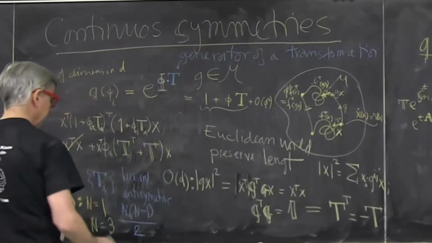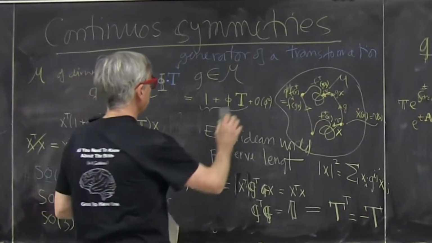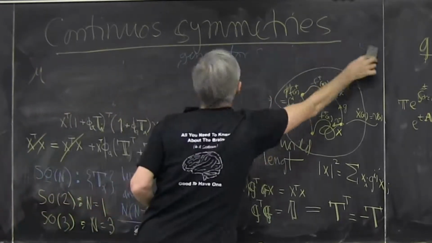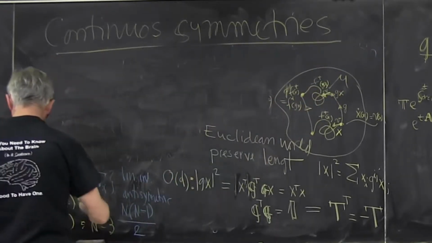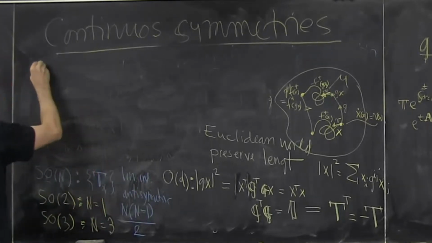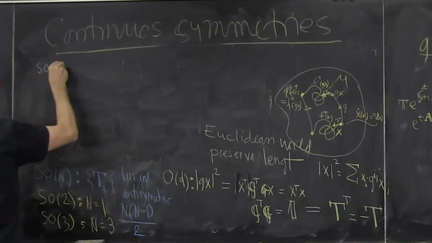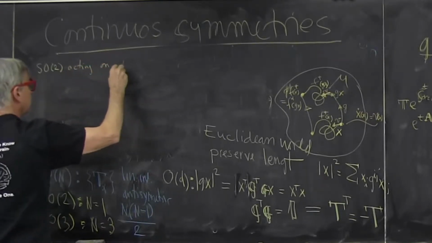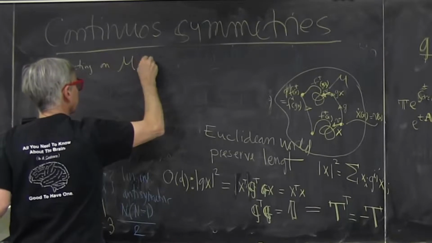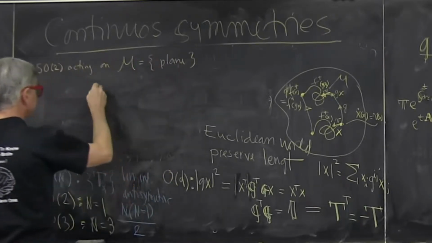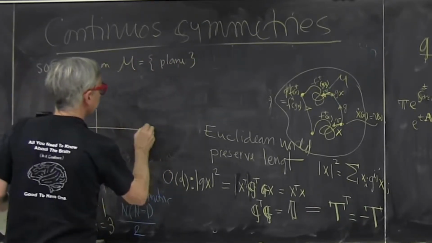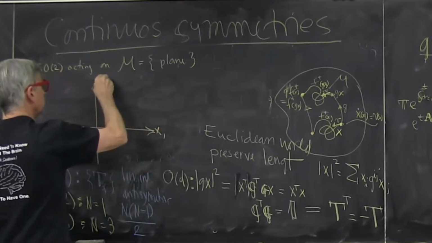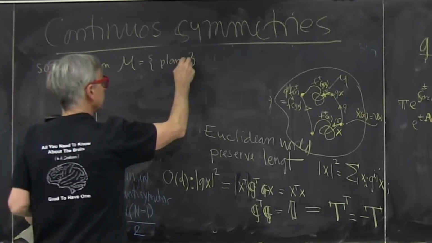In the SO2 case, the simplest example we can think of is two-dimensional space, like this plane. So let's see how the SO2 group acts on state space, which is just a plane. I can use coordinates x1 and x2 to specify any point in the plane.